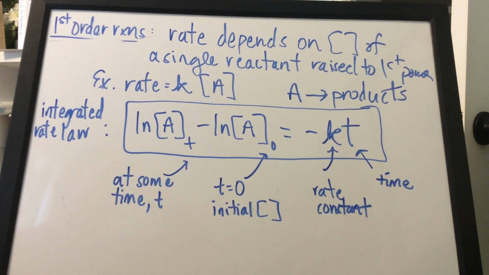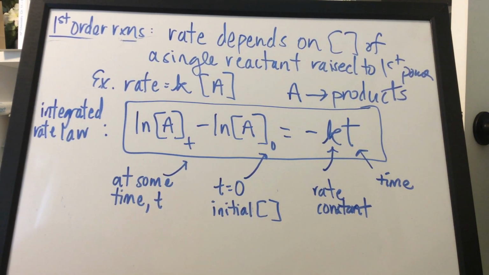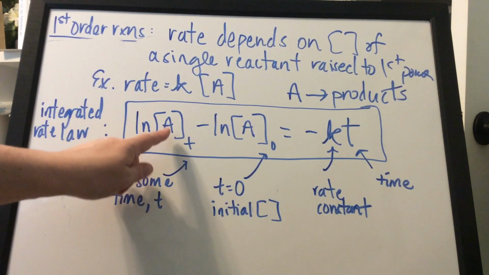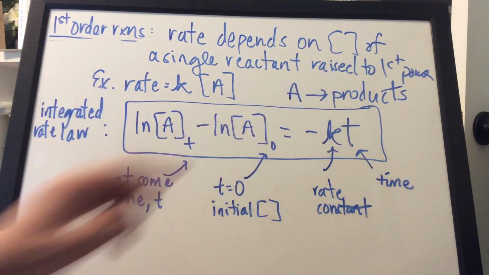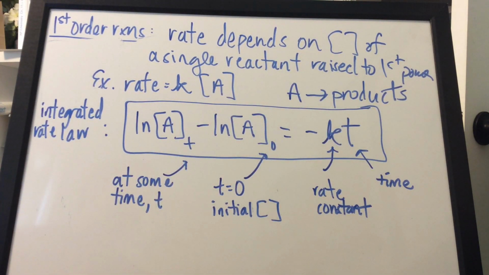So you might be asking, what the heck would I even use this for? Okay, well, we could use it for several things. It's just like any other equation. I have 4 pieces of information: the concentration at time t, the initial concentration, the rate constant, and time. So if I knew any 3 of these pieces, I could always find the 4th.